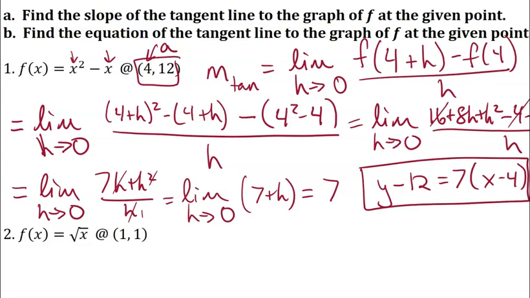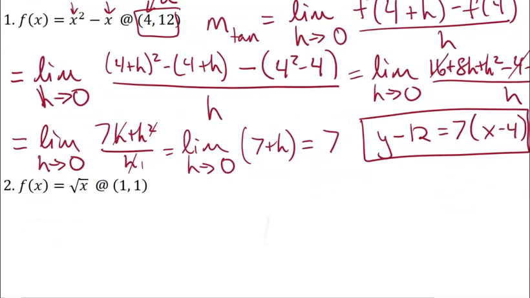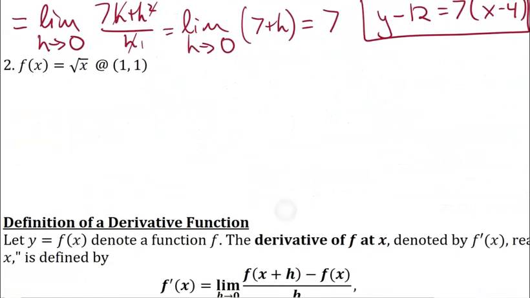If Pearson tells you need to change it to slope-intercept form, go ahead and do that, but I don't care. I would stop right here, okay? Let's do another example. So here's our function, f of x equals root x. Our ordered pair is (1, 1), so that means a is equal to 1, okay?